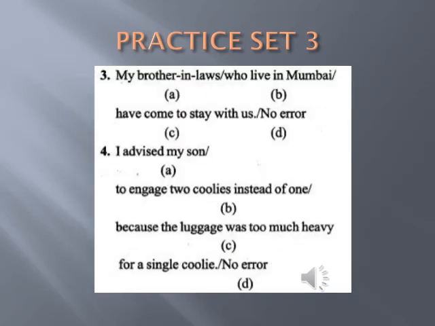Question number 3. My brother-in-laws, A, who live in Mumbai, B, have come to stay with us, C, no error, D. Question number 4. I advise my son, A, to engage 2 coolies instead of 1, B, because the luggage was too much heavy for a single coolie, C, no error, D.